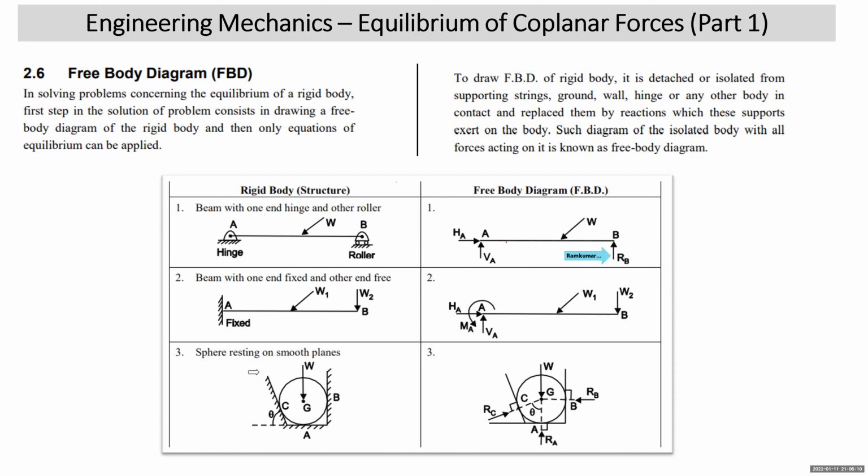Second example, you can see that we have taken a beam whose one end is fixed and other end is free. The fixed support will exert three reactions at A. Can you see that? HA, VA, and MA. Direction of these reactions are arbitrarily assumed. Once we solve the problem, we come to know whether our assumption was right or wrong.